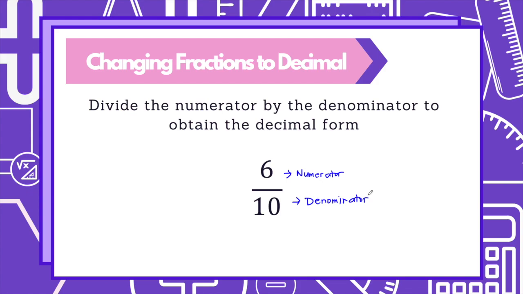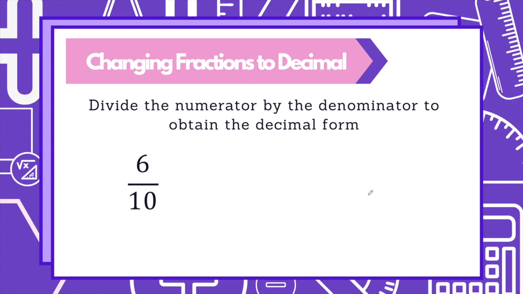Now, if we are computing manually or with a pen and a paper, the easiest thing to do first is to get the lowest term of 6 over 10, which is 3 over 5. And then we divide 3 by 5, which we get 0.6. So this is how we change a fraction into a decimal.